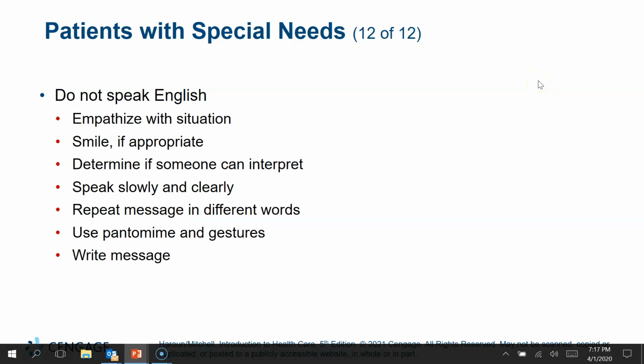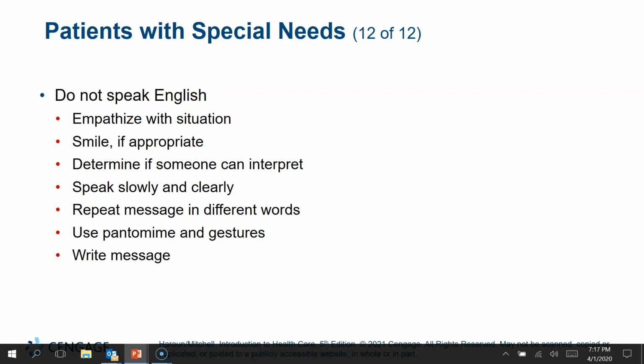Patients that don't speak English, we certainly can empathize with their situation. Smile, just smile. Act like you're enjoying yourself. It is so frustrating. Don't let them see that frustration. Try to see if anybody is with them that can interpret. The one thing we want to try not to do is use a child as the interpreter, because then we have personal information about a parent that might be coming out in the discussion that the child really should not be privy to. So we have to be kind of careful with that.